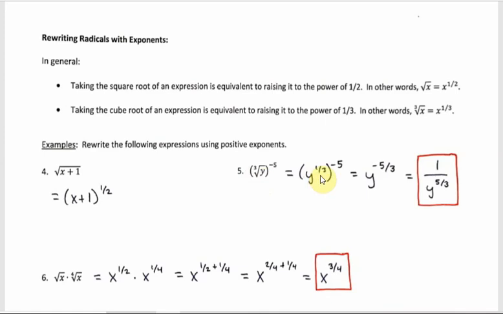And then here you have a power raised to another power, so you can multiply them together. So you get y raised to the power of negative 5/3. But then to rewrite that with a positive exponent, you've got to bring it down to the denominator and write it as 1 over y to the 5/3.